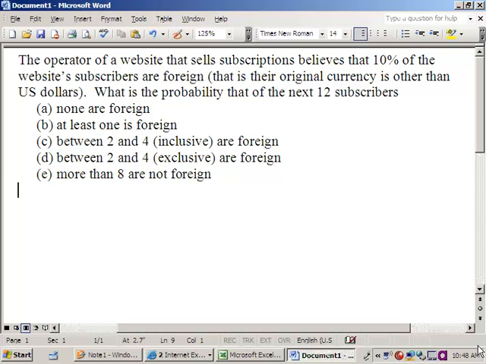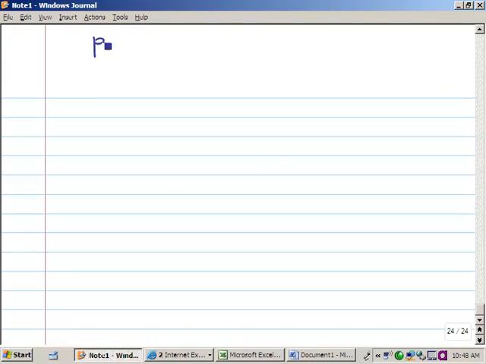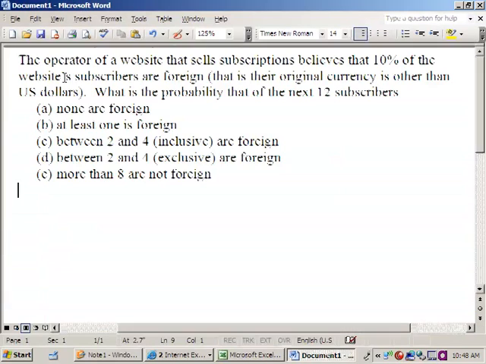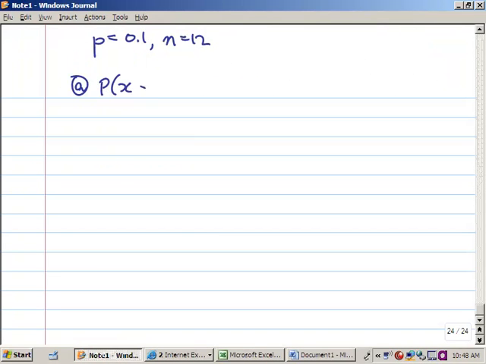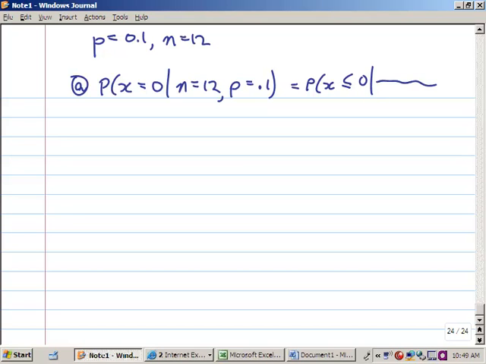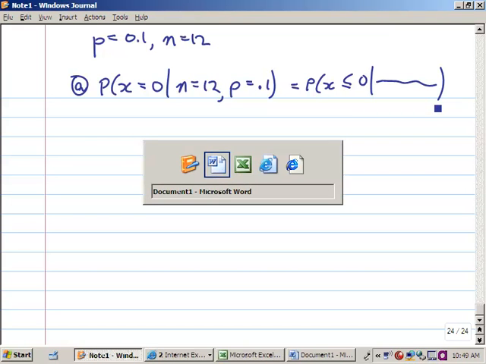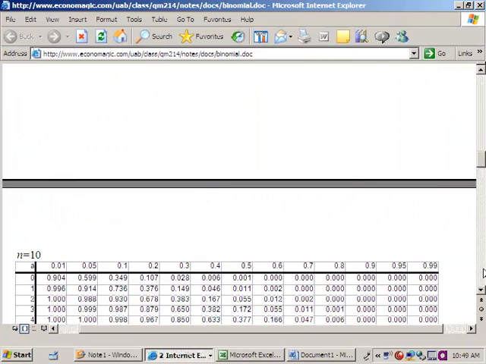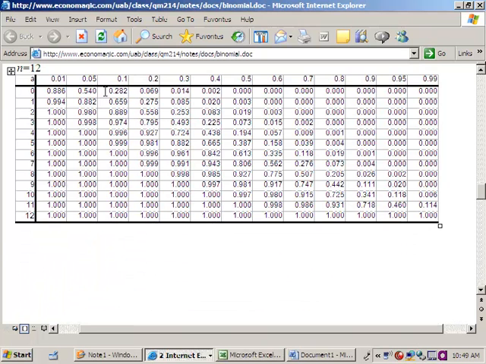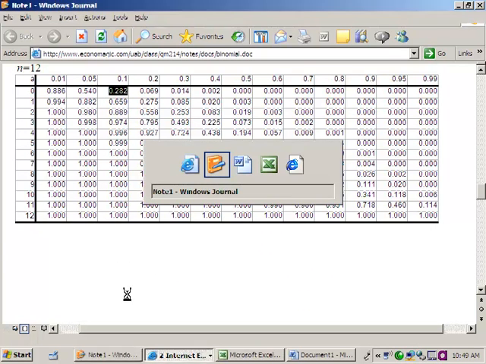So we have n of 12, 12 subscribers. The probability that any one is foreign is 10%. So for at least the first few problems, p is 0.1, n is 12. Part A asks that none are foreign. So it's the probability that x is equal to 0, given that n is 12 and p is 0.1. By the way, x equal to 0 is identical to x less than or equal to 0 with the same parameters. So we can look that up directly from the tables. Let's find the table n of 12, p of 0.1, and x equal to 0 is 0.282.